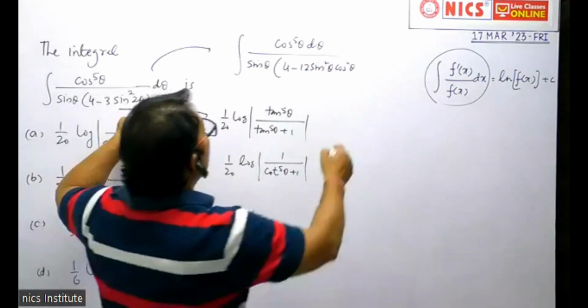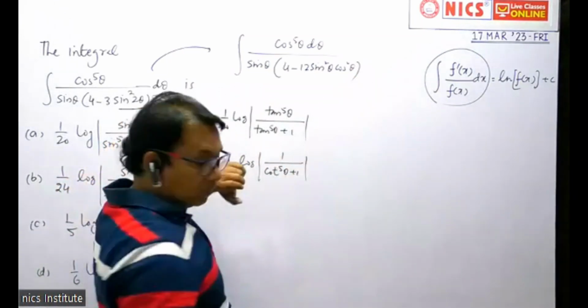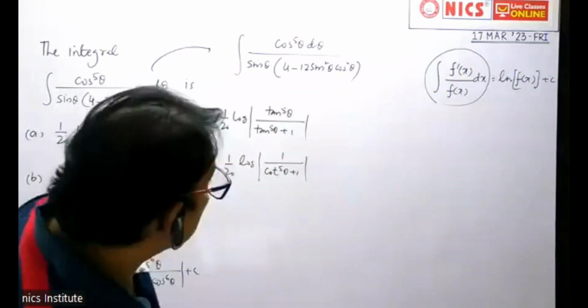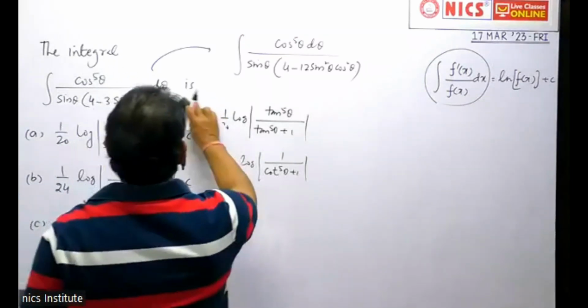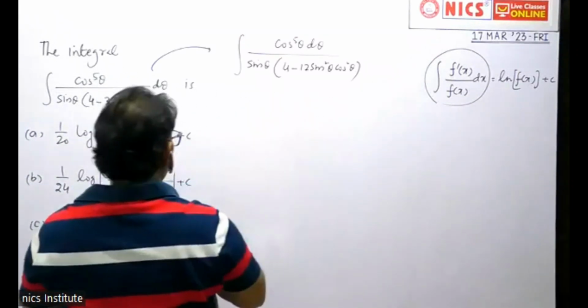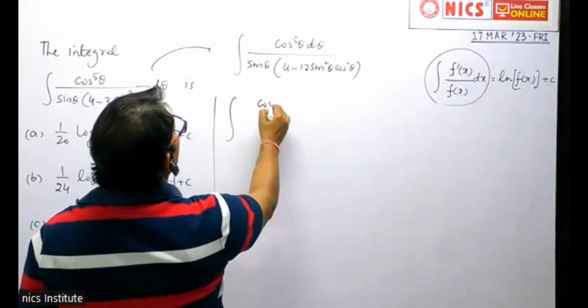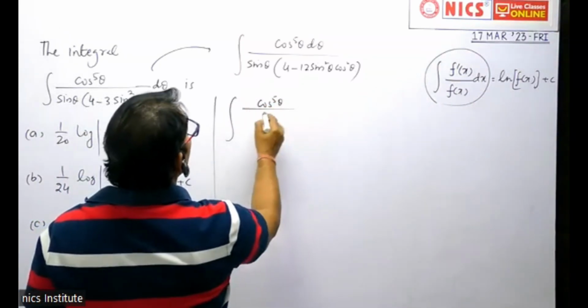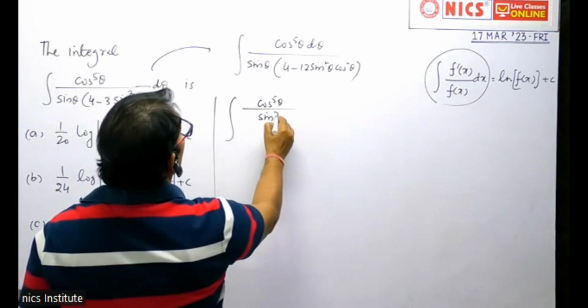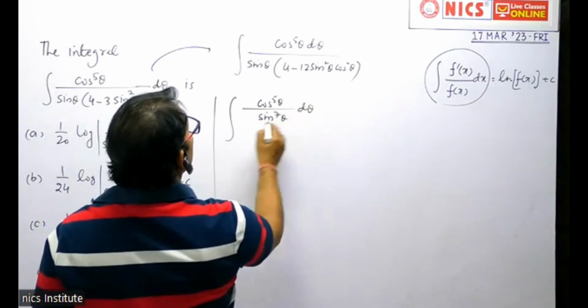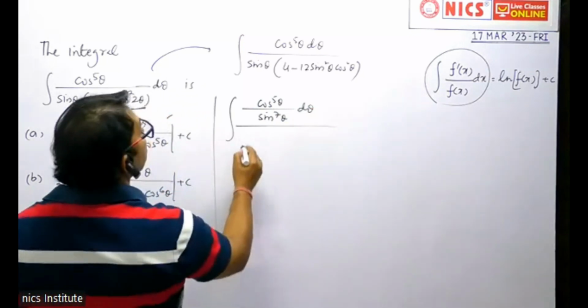And then I want to convert to cot. So the derivative of cot is cosec square, so I want cosec square in the numerator. How do you get cosec square in the numerator? When you divide numerator and denominator by sine to the power 7 theta. Do that.